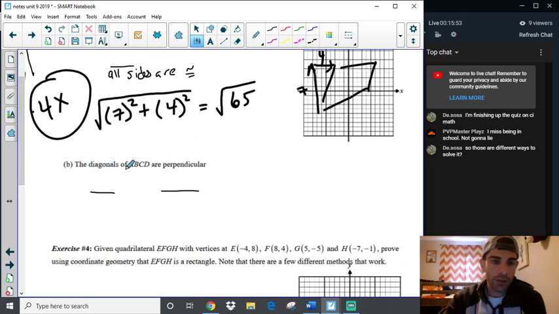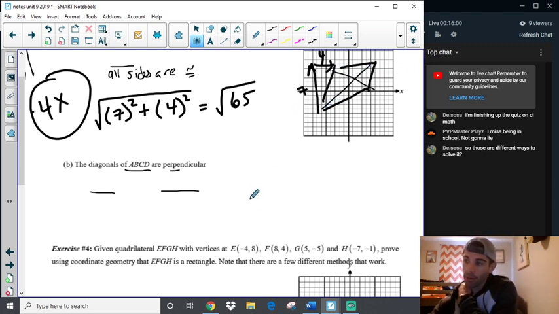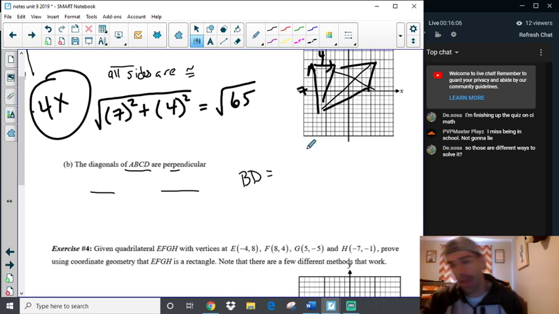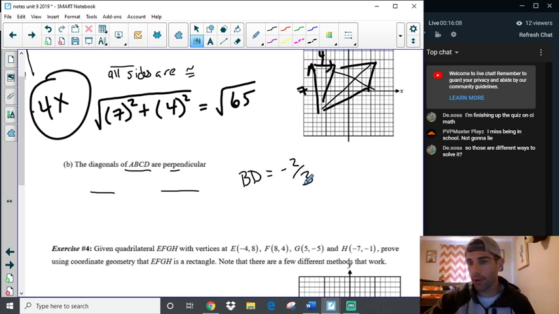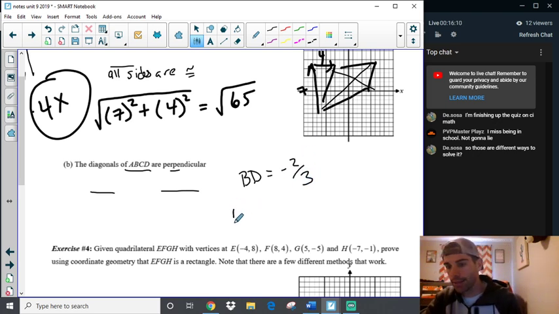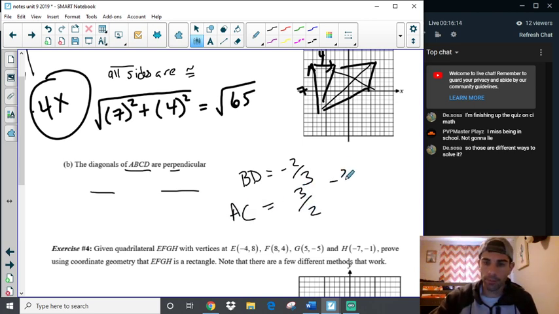Diagonals AC and BD are perpendicular, so you'd want to count your distances or use your slope formula to find both of theirs. And then what I did was, once I found the slope of BD, I had -2/3, and AC was +3/2.